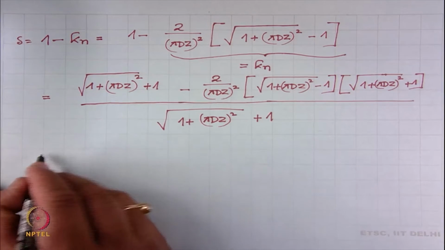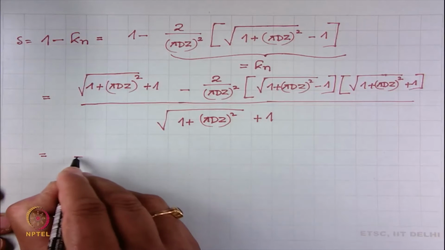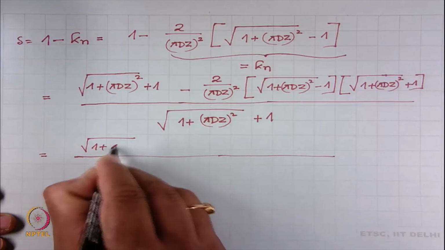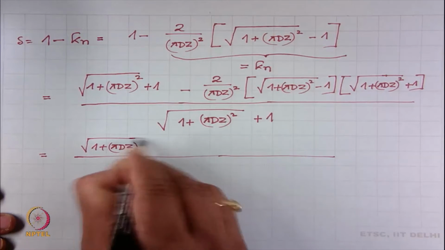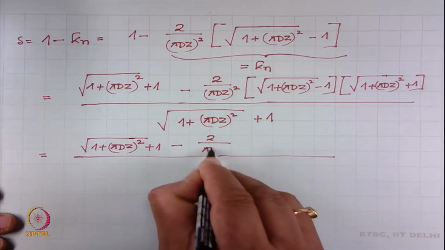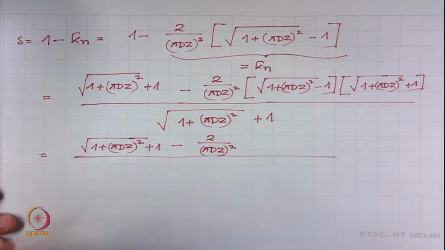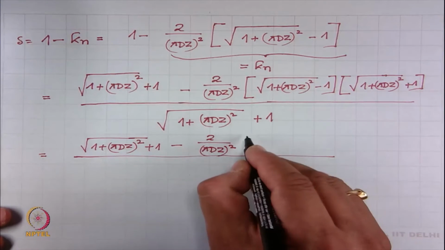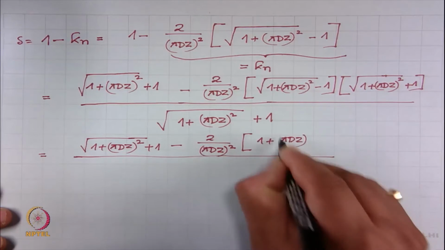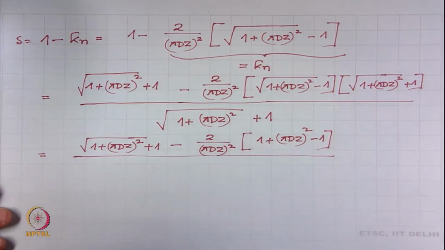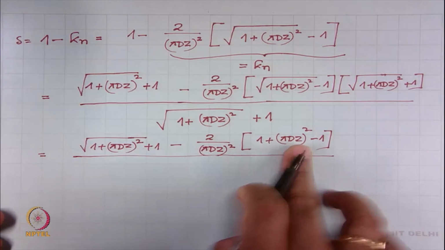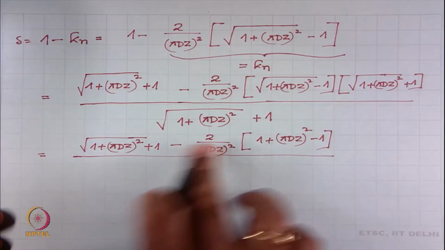Right. Let us see the consequence of this. This will remain as it is, square plus 1 minus 2 by, what will be this? This will be 1 plus pi d z square minus 1, is not it? So, this 1 will cancel, pi d z square will cancel, this minus 2 will be there, plus 1 is here.